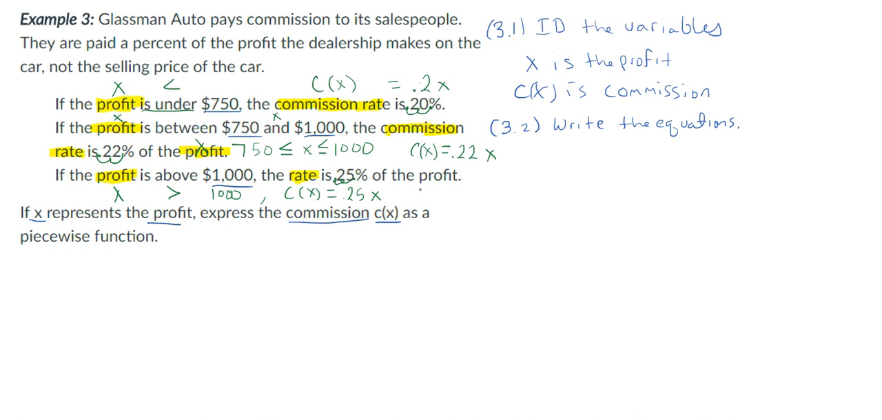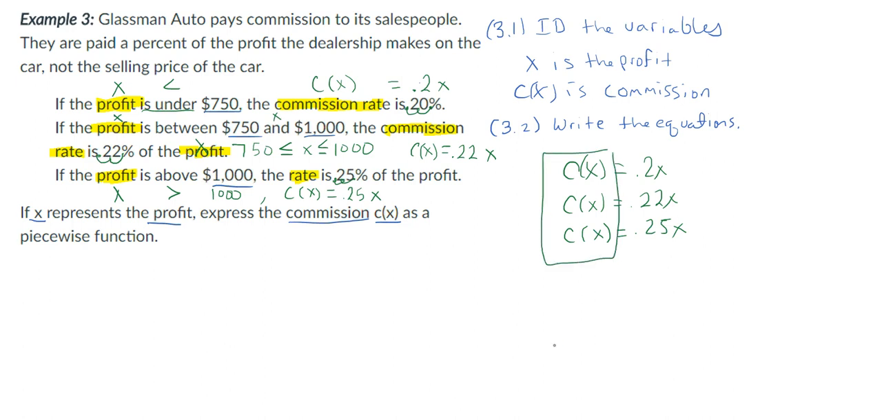So we have 3 different functions. c of x equals 0.2x. Then c of x equals 0.22x. And c of x is 0.25x. So instead of writing c of x 3 different times, we're only going to write it once. And then we're going to use these curly brackets. Our first equation is 0.2x. Our second equation is 0.22x. And our last equation is 0.25x.